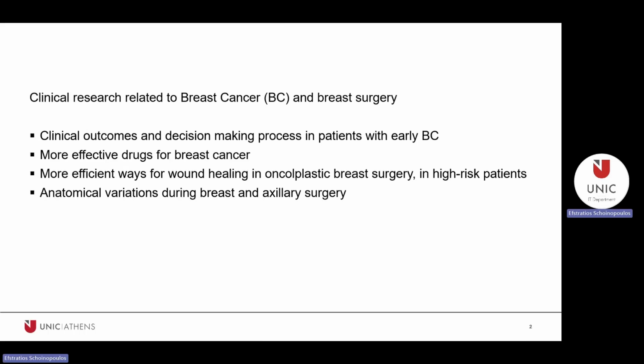As I said, I'm a breast surgeon, so my main interest is clinical. I deal with patients all the time. I treat breast cancer patients and patients with benign breast disease. So any research focuses on that. I'll try to tell you what perspectives we have in our department at the moment, in case you would like to get involved in something.